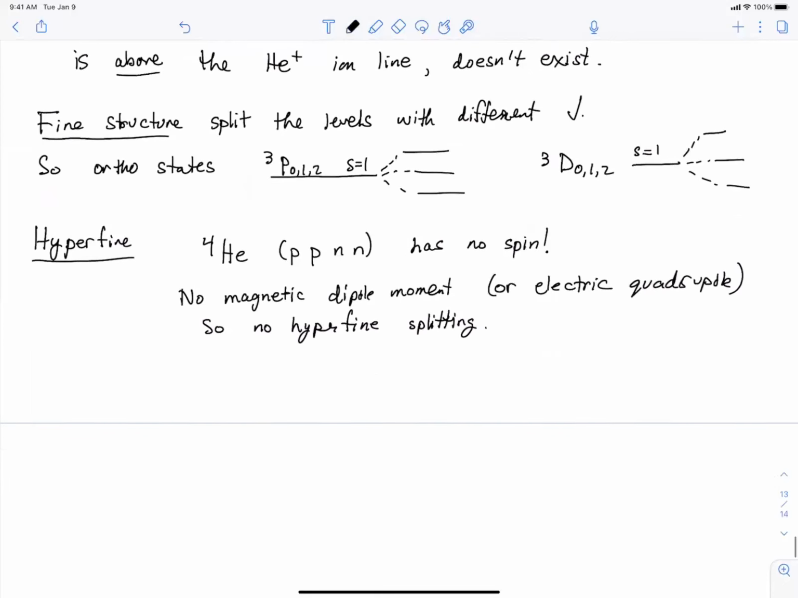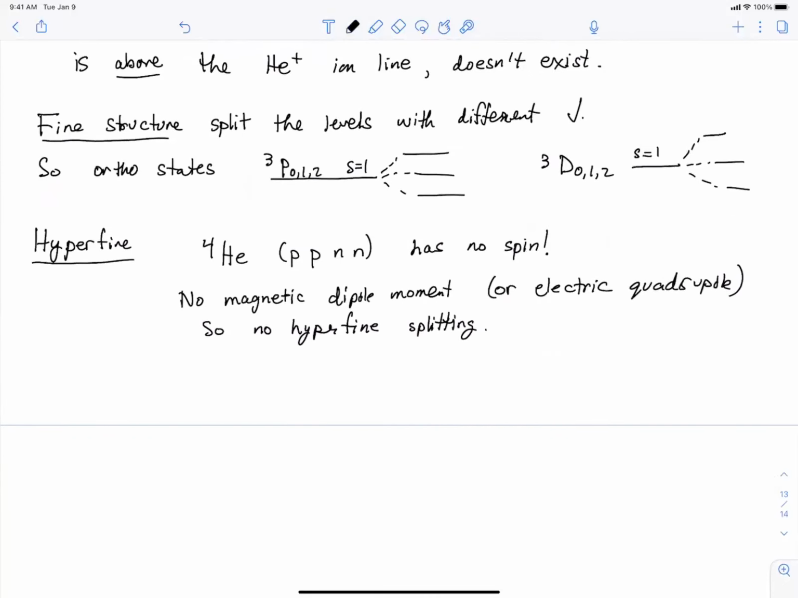Except that some helium nuclei are not made out of proton, proton, neutron, neutron, but instead are 3-helium nuclei, which are made out of proton, proton, and neutron. And that has spin 1/2. And so then there's a small hyperfine splitting for that. So I'm just mentioning it so that you're aware that some helium has hyperfine, but most helium atoms do not because of the different nuclei that they have.